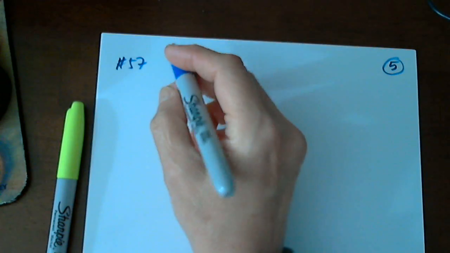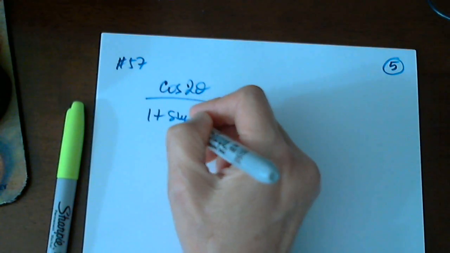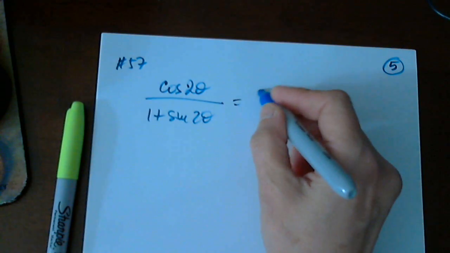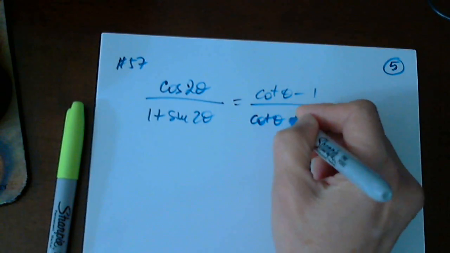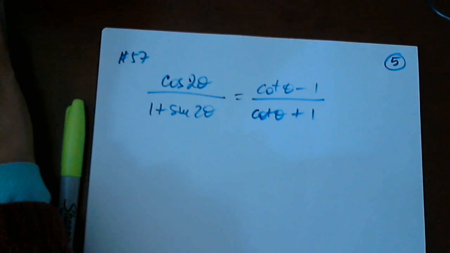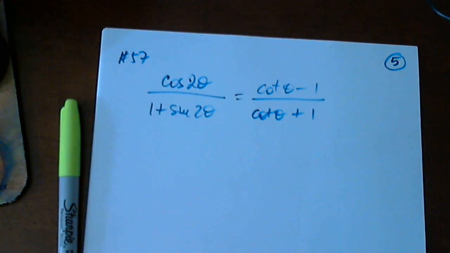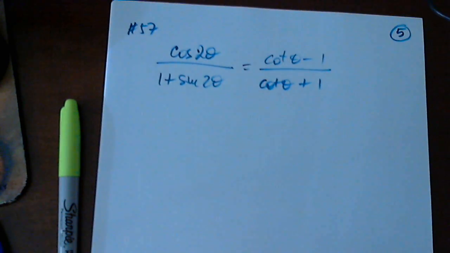What about 57? Cosine twice theta over 1 plus sine twice theta, they say equals cotangent theta minus 1 over cotangent theta plus 1. I picked this because, looking at it, I don't anticipate or foresee how to get from here, to be honest. So let's start from the left-hand side and see what happens.